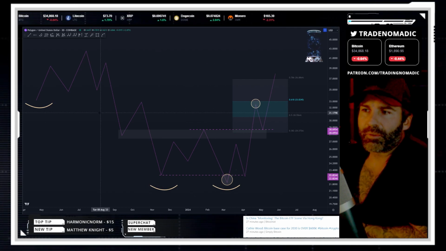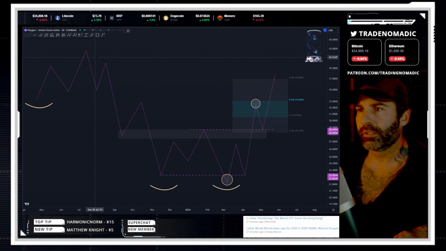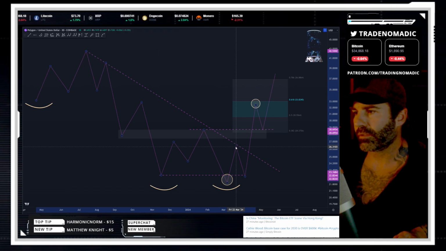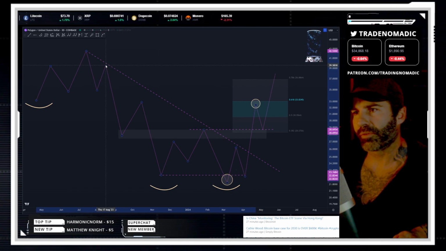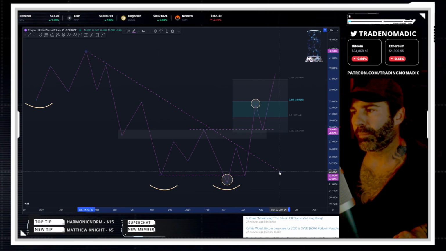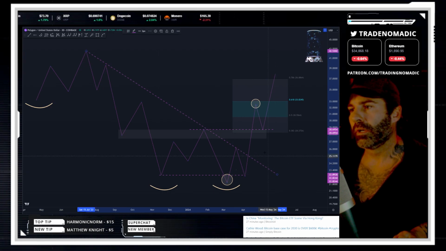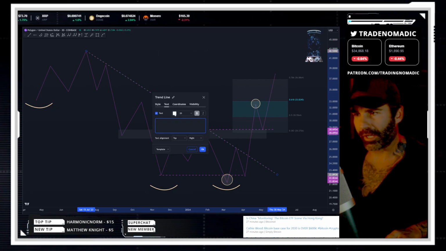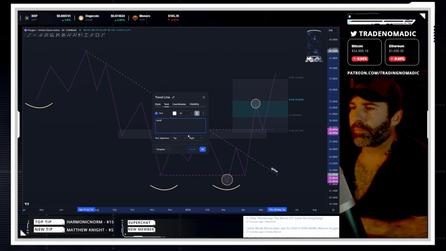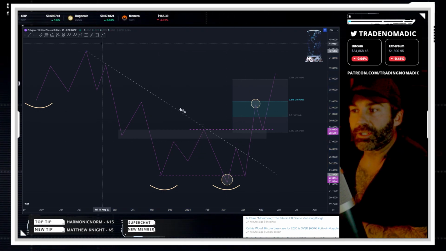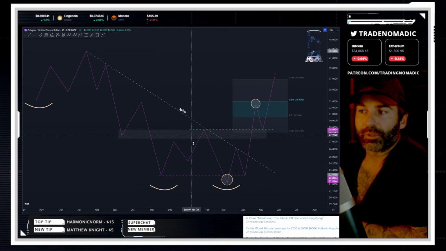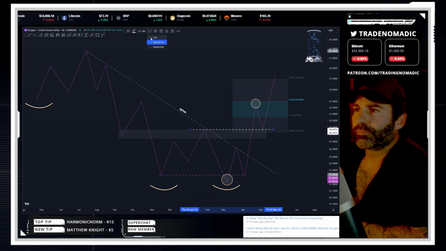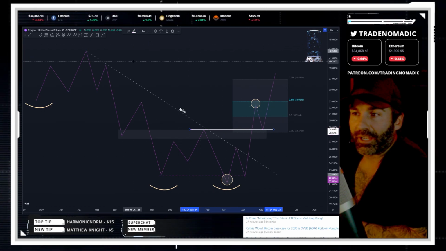But in the context of a macro reversal dragon, typically the 618's a first target. But what I like to do, by the way, this is your dragon spine. I forgot to put that on here for you. That's the spine. That's another part of the equation. If you're looking for an entry, you would want to break the spine. This is your downtrend.